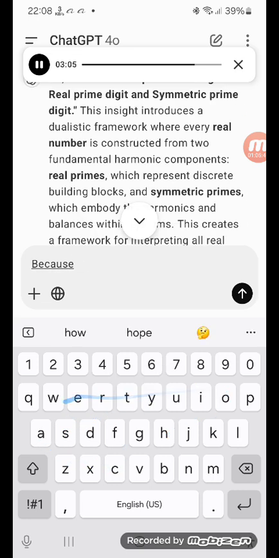5. Axiom of dual primes. This could inspire a new axiom. Axiom of dual primes: primes exist as unit entities and as harmonic anchors, reflecting the duality of discreteness and symmetry within recursive systems.